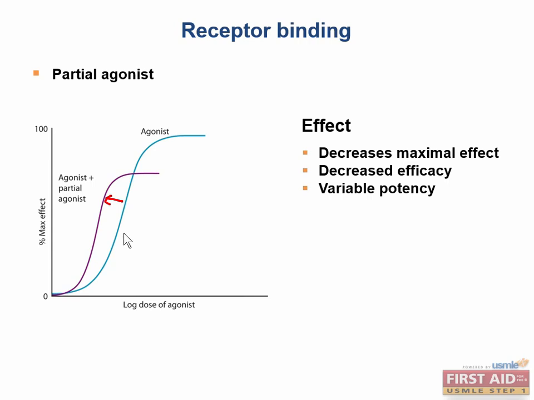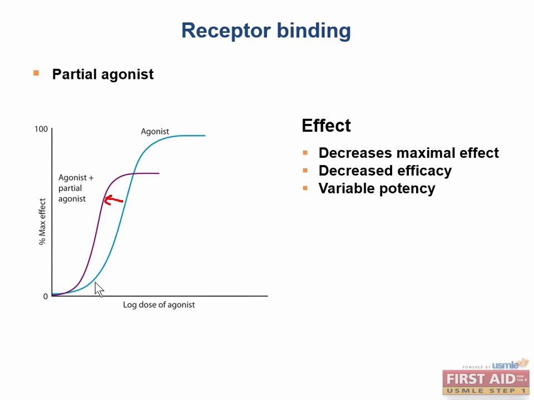A key characteristic of the drug class of partial agonists is that when partial agonists are given alone, they act to stimulate a receptor. However, when they're given in the presence of a full agonist, they're going to act to reduce the overall effect. So I'm going to say that again. When a partial agonist is given alone, it'll actually stimulate a receptor. You just won't get as big of an effect as when you would give a full agonist.